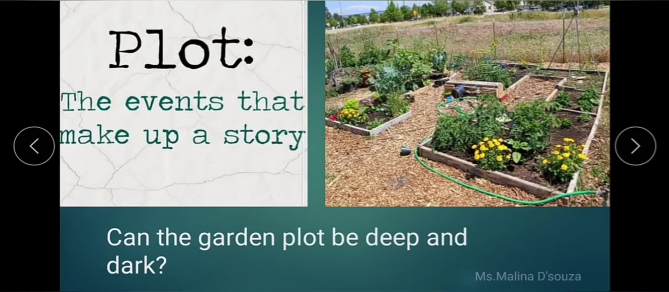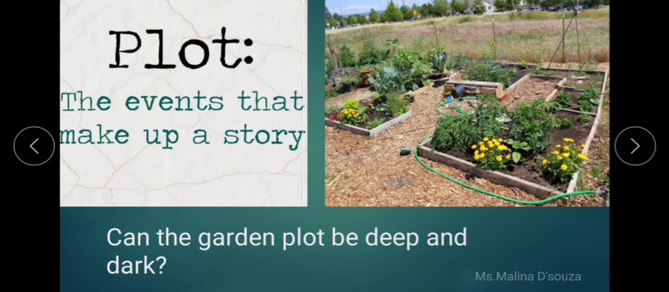Now the next line. Can the garden plot be deep and dark? Now over here we talk about a garden plot, that means an area used for gardening. And the other meaning for the word plot could be the events that make up a story. So the events of a story could be deep, dark, mysterious. There's a third meaning to the word plot, which is a conspiracy, an evil plan. Somebody comes up with a plan which is very wicked, that could be a plot. So the word plot is a homograph here.